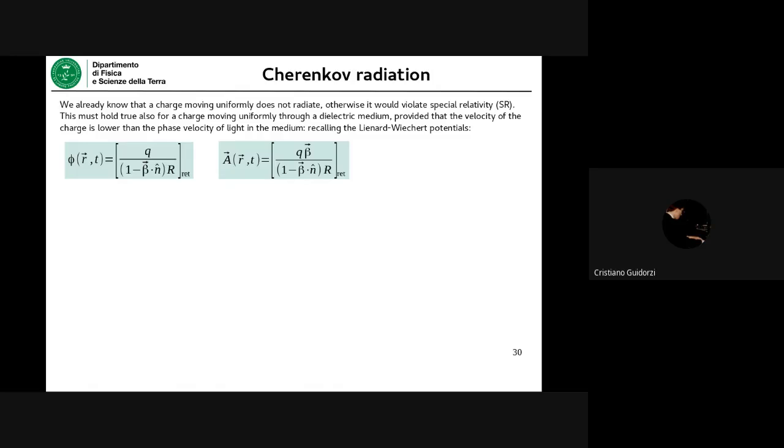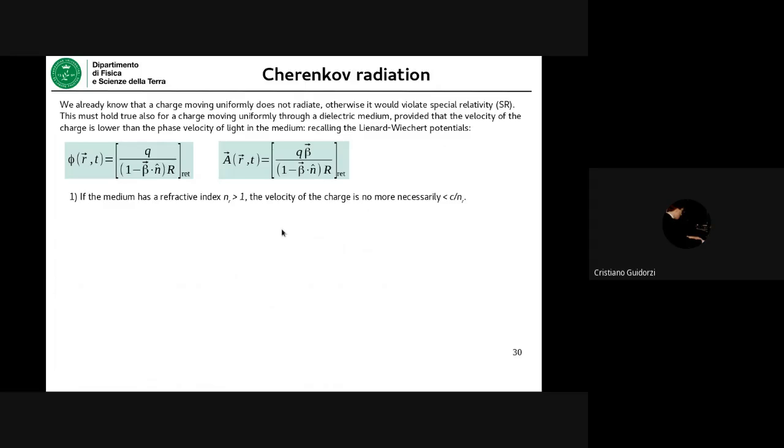There's an interesting case in which you consider a medium. In that case, it depends on how the phase velocity of light changes in that medium. To better appreciate what happens, let's remind ourselves what the Liénard-Wiechert potentials are. Here I just copied the retarded potential in the case of one single charged particle moving. I remind you, beta is just the velocity of the particle in units of the speed of light, n is the direction of the observer, and r is the distance.